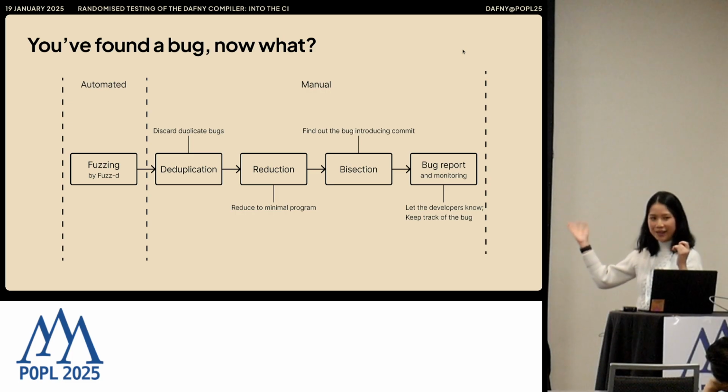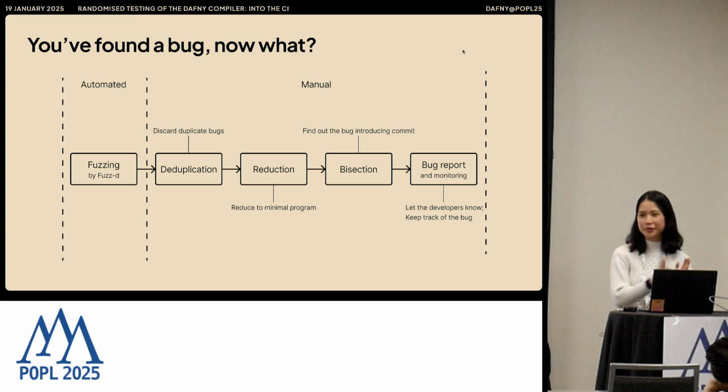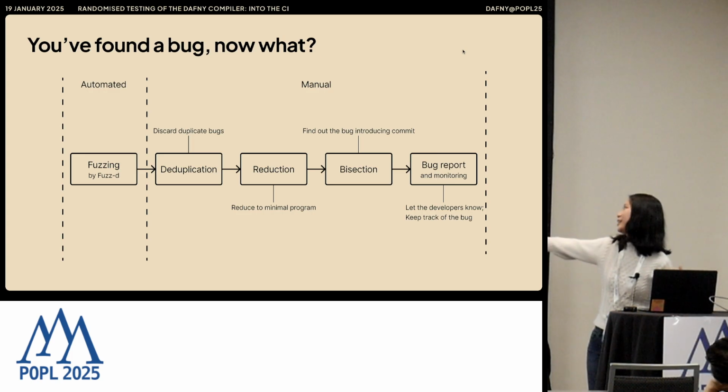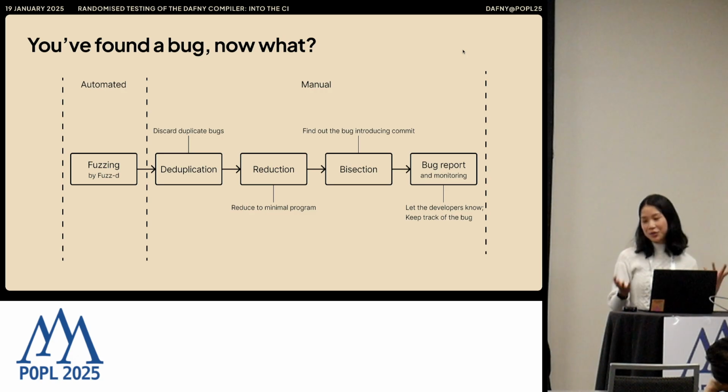You might need to bisect the bug in order to find out which commit in the history of the Dafny compiler actually introduced the bug. Then you just have to report it and maybe monitor it to see how the developers are getting on with the bug. So only fuzzing is automated, well, before this work, and everything else was manual. And it takes quite a lot of effort to go and do all of that.